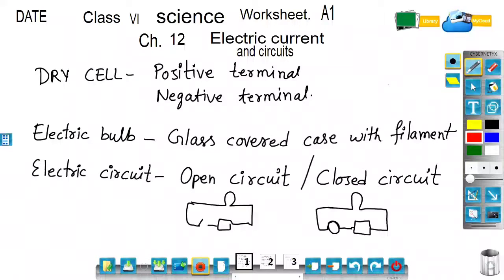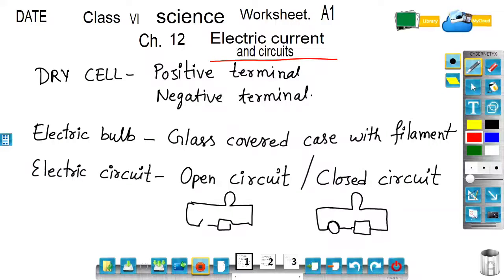This is the subject science, covering worksheet 1. For class 6, the chapter is 12, and we will study electric current and circuits. The chapter is electric current and circuits.